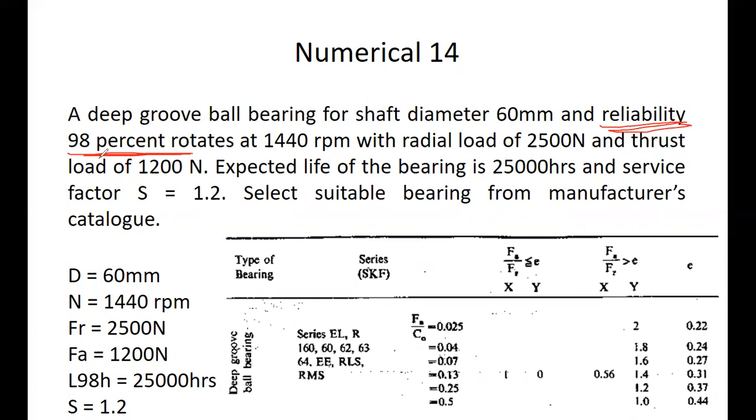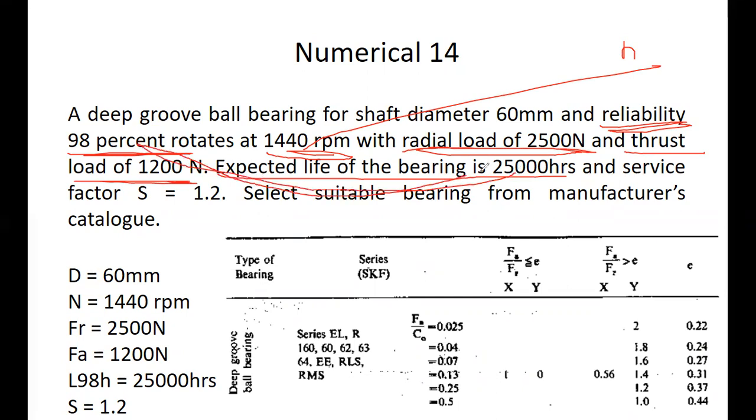So 98% reliability, rotates at 1440 RPM. Shaft speed n is given, 1440 RPM, or capital N in some notations. Radial load FR, thrust load FA. Expected life of the bearing at this 98% reliability is 25,000 hours. Service factor KA or S. This time they have given 1.2, and they are telling us to find a suitable bearing from the manufacturer's catalog.